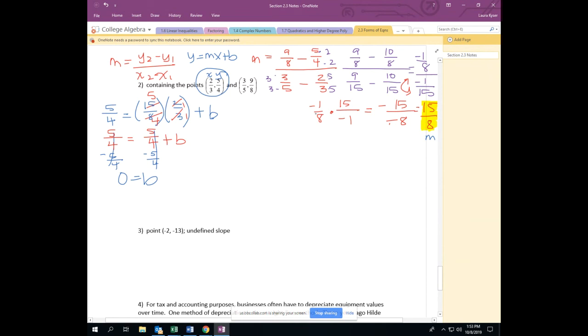So I have a slope, I have a y-intercept, which is 0, so you don't even have to write it. And that means I have my slope-intercept form of my line. So slope-intercept is y equals 15 over 8x, and you do not have to write the plus 0.